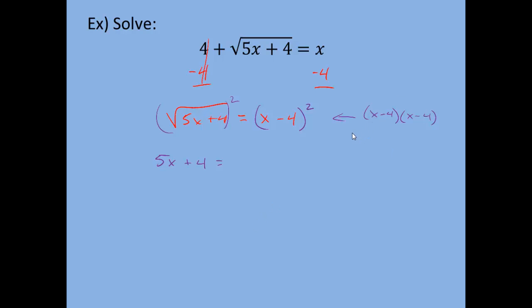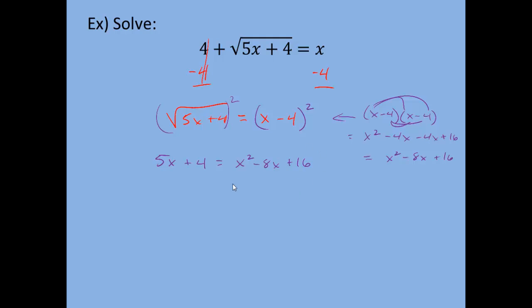So we're going to FOIL this here, just for this side. x times x gives us x squared. x times a negative 4 gives us a negative 4x. From the inside, negative 4 times x gives us negative 4x. And a negative 4 times negative 4 makes a positive 16. So we're going to get x squared minus 4x minus 4x, which is minus 8x, plus 16. And that's how I'm going to replace this right side of the equation. So we're going to have x squared minus 8x plus 16.